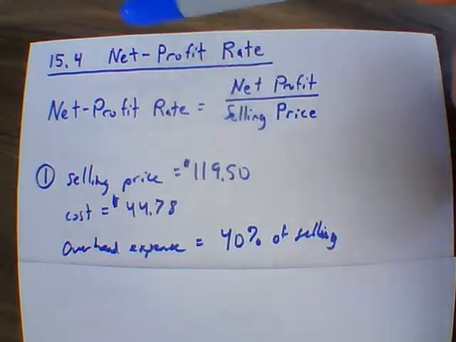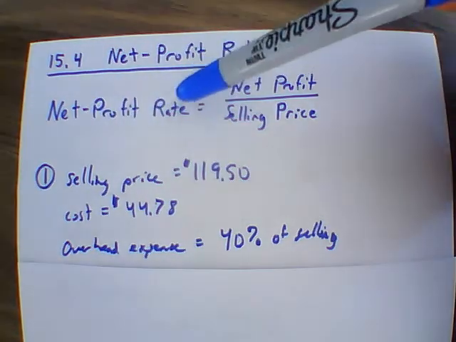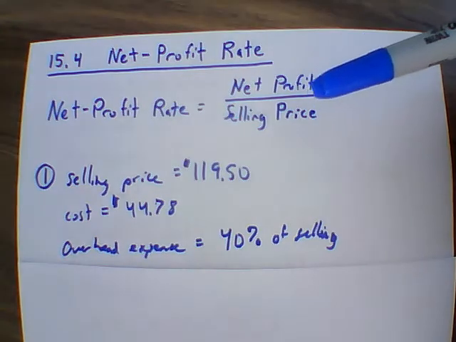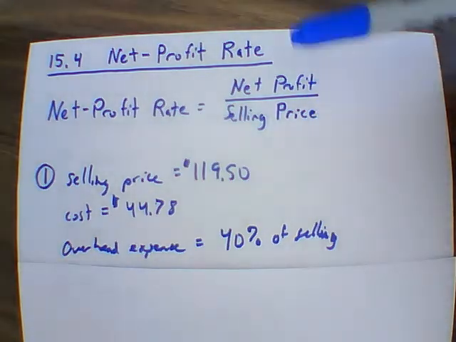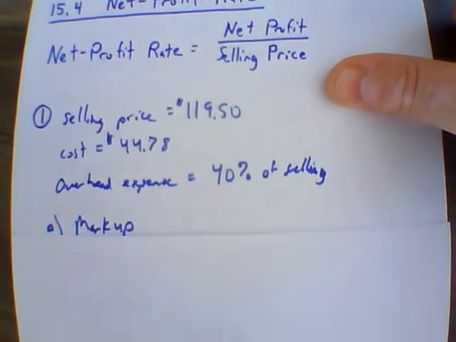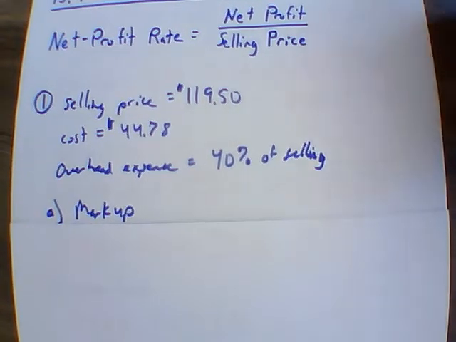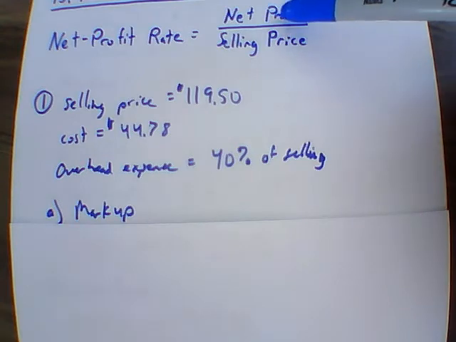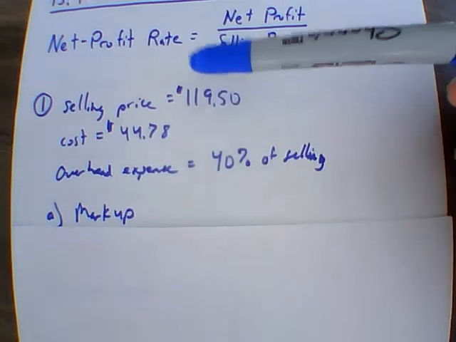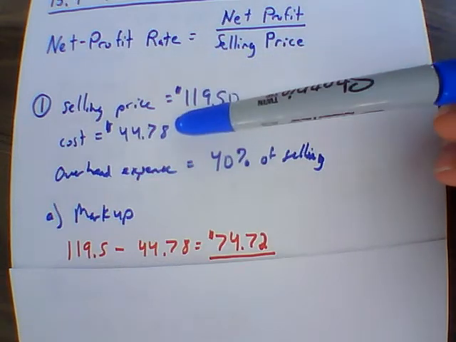Basically, if we wanted to find the net profit rate, we would have to find everything that goes into the net profit and then take it one step more. So they're just breaking it out into parts for us. Markup is the first thing we have to find in order to find our net profit. Markup is going to be our selling minus our cost.